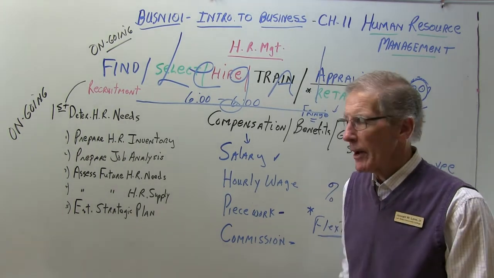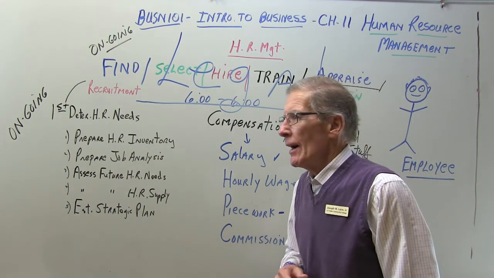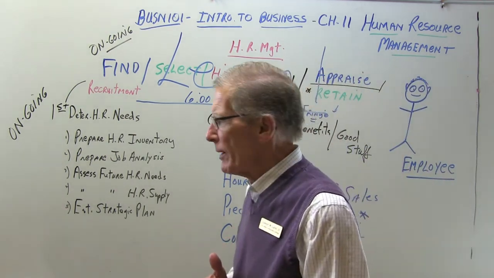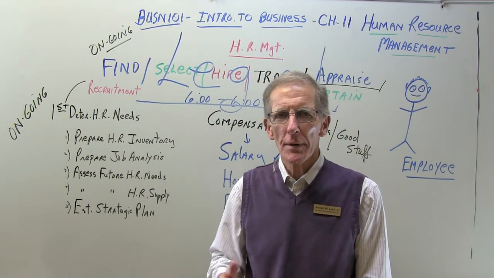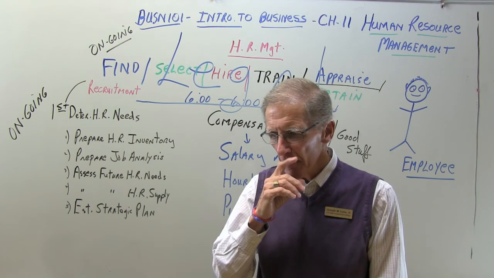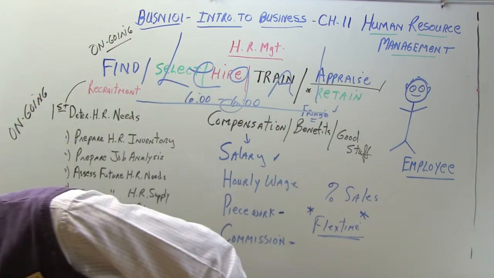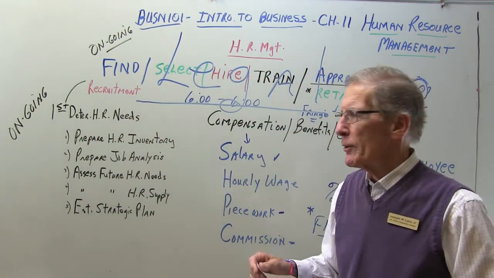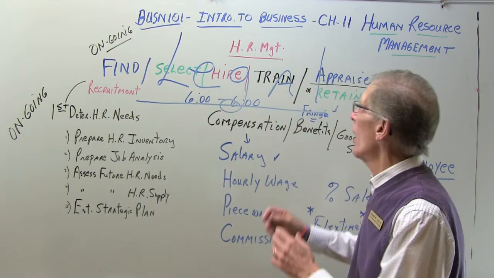I want you to be familiar with those three pieces of legislation we mentioned as we talked about it. The Civil Rights Act prohibits discrimination in employment. The Fair Labor Standards Act deals with minimum wage and overtime. And the Wagner Act, or National Labor Relations Act, gives the right to form and join unions. Okay, that is chapter 11.